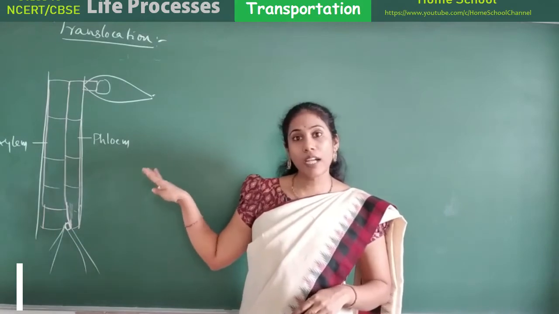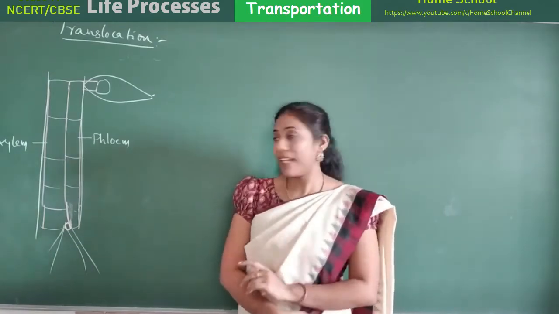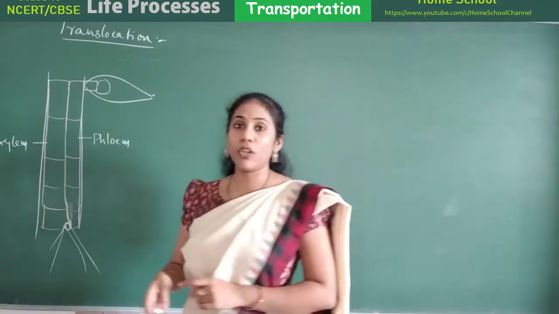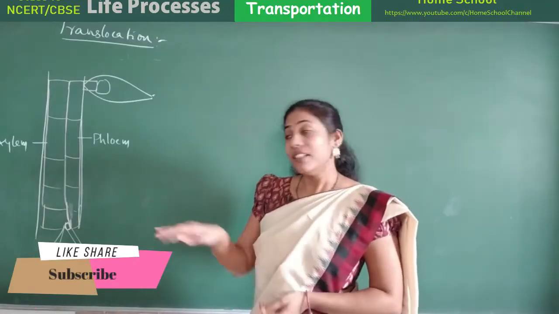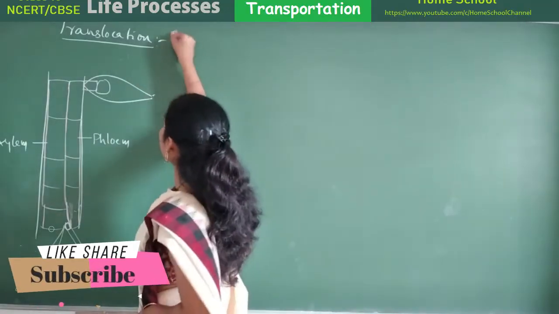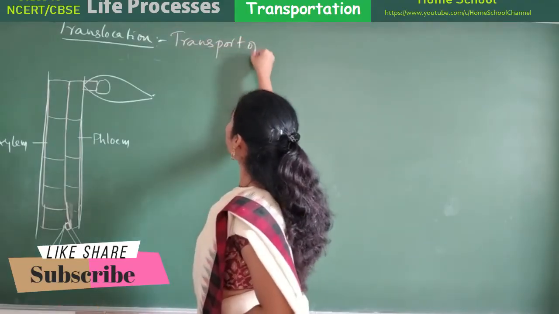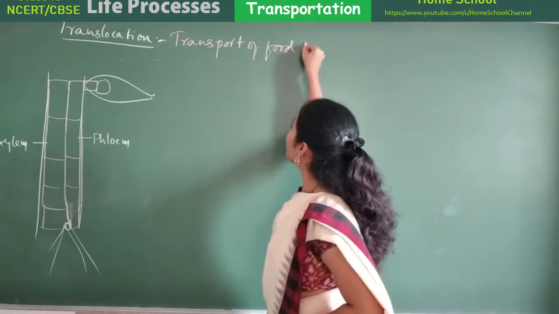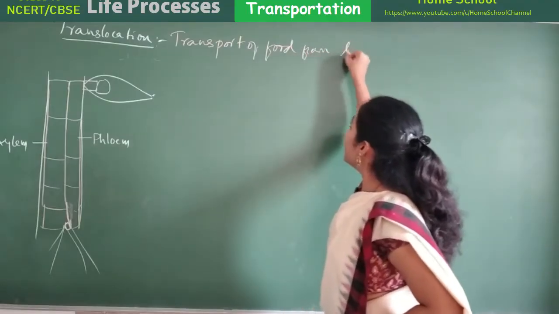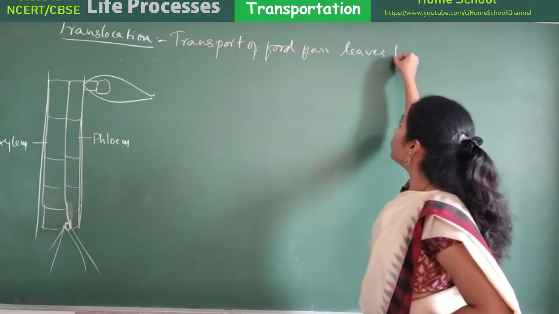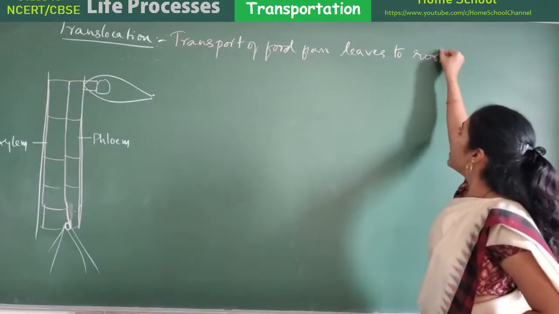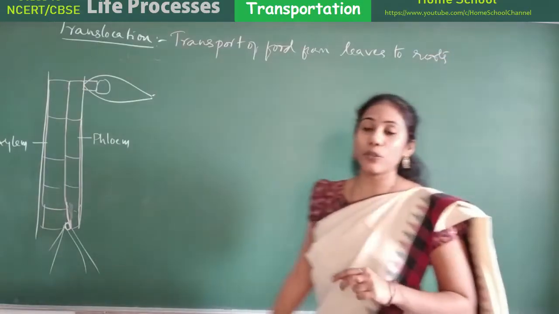And coming to the next aspect, that is translocation. What do you mean by translocation? It is opposite. That means transport of food from leaves to roots is called translocation.